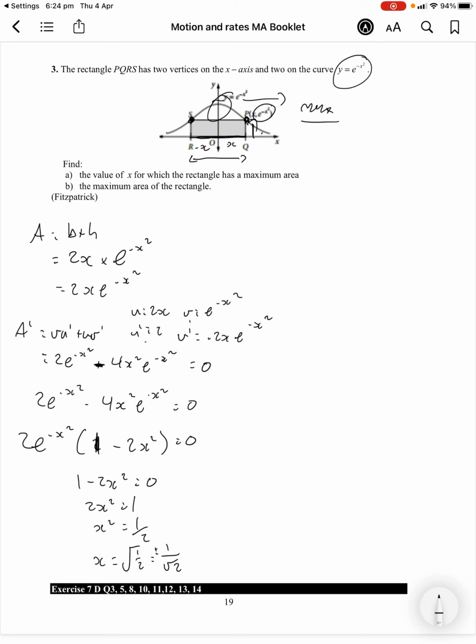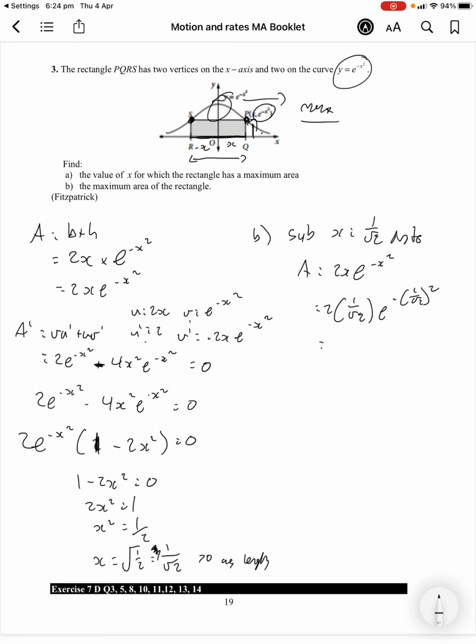It's going to be on either side, but because we're dealing with a rectangle and with length, it's going to be positive, greater than 0. And so we can see that it is indeed a maximum there. To find the maximum area, we simply sub x equals 1 over root 2 into the equation for the area, which is 2x e to the negative x squared. So it'd be 2 times 1 over root 2 times e to the negative 1 over root 2 squared. Press some buttons, I get 0.86 units squared.